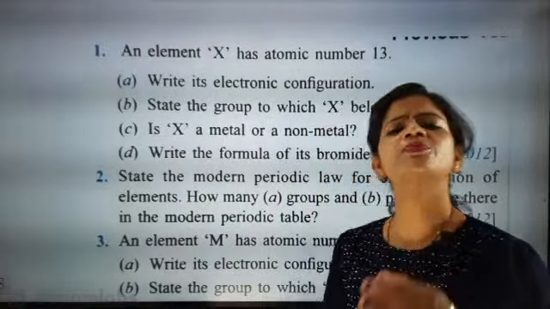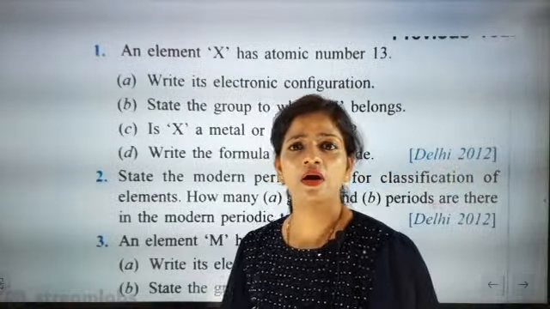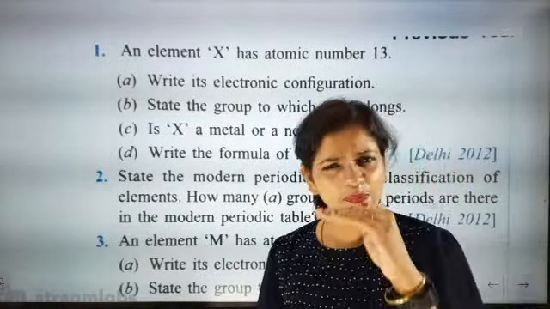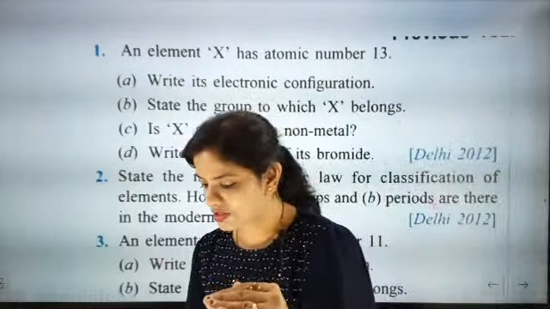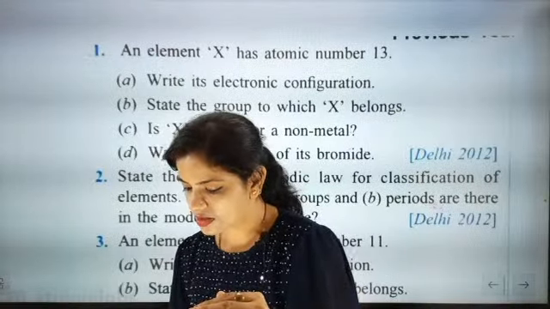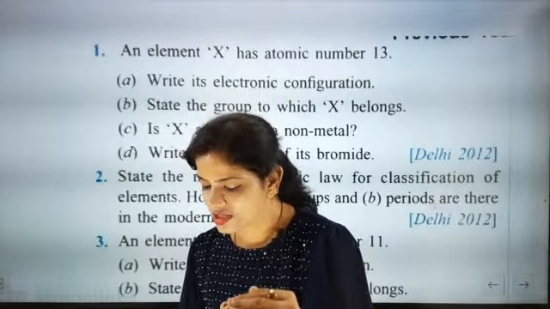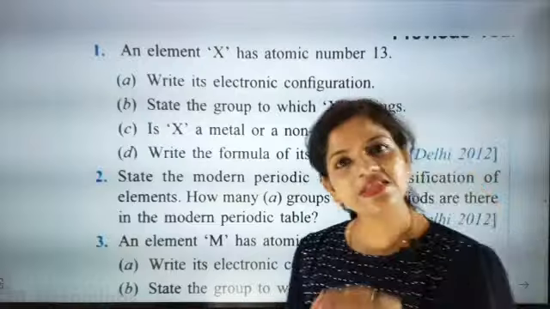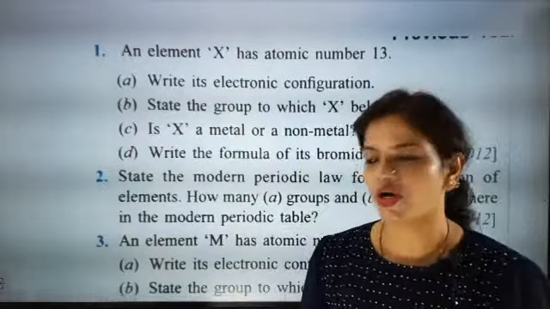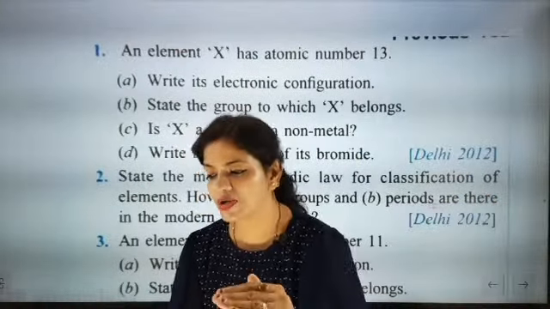What is the periodic property of modern periodic classification? What is the basis of formation of this periodic table? Basis of formation of periodic table means what?